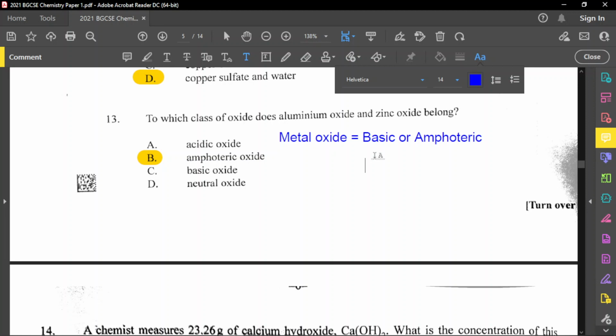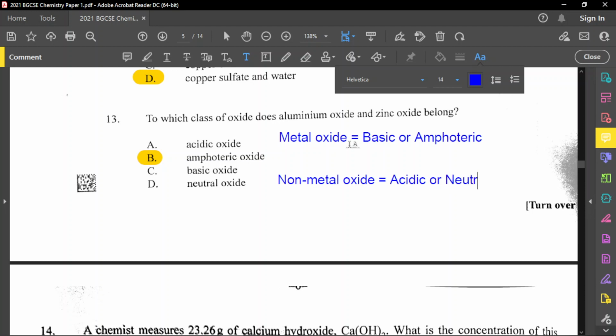Now, as I was talking about oxides, let's talk about the non-metal oxides. It's not really part of this question, but just to give you that information. So oxides of non-metals are either of two things. They're either acidic oxide or neutral oxide. So this will be neutral.